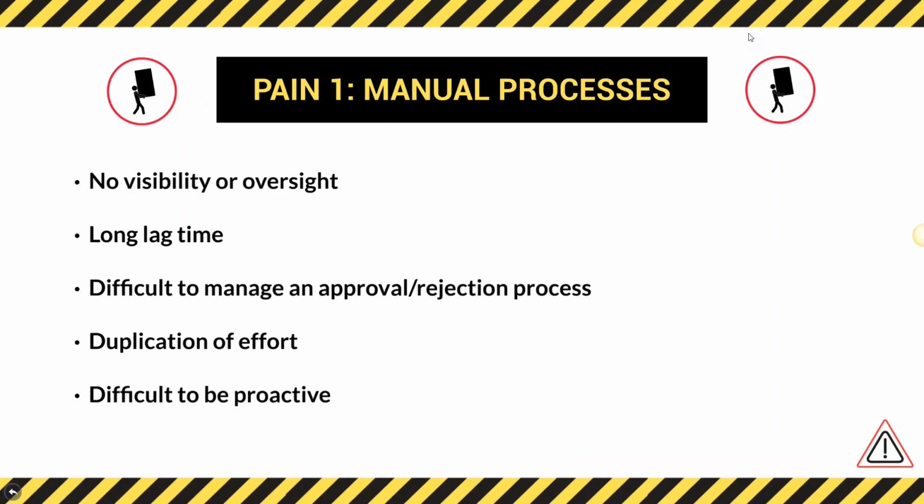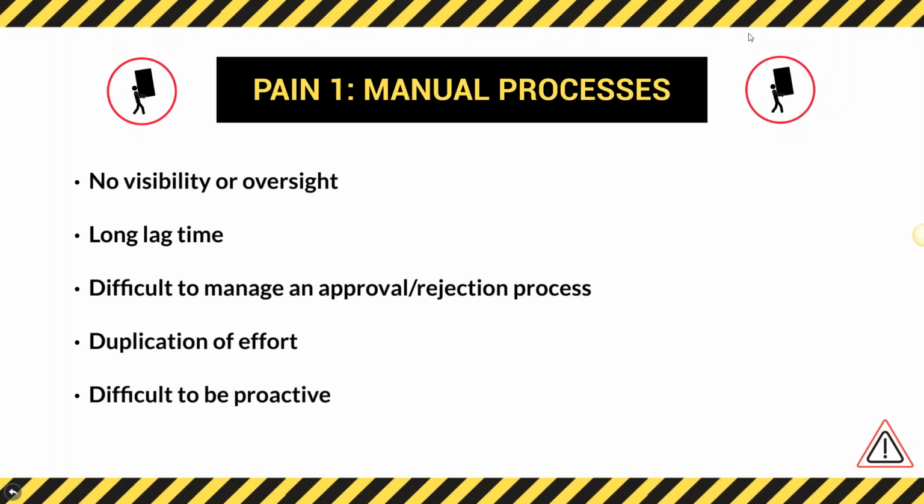So with the manual processes, here's the summary of the main pains. There's no visibility or oversight. There's a long lag time, difficult to manage approval rejection, a lot of duplication of effort, and it's difficult to be proactive. So with working with paper or Word documents, it means there's no oversight or visibility on what work has or hasn't been done until it's submitted and collated together.